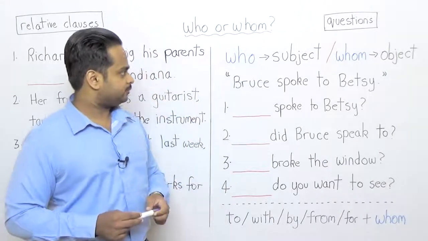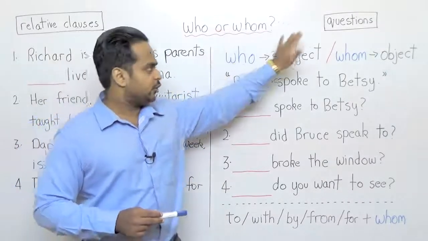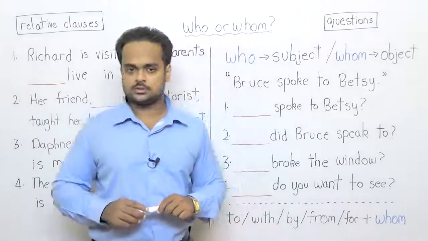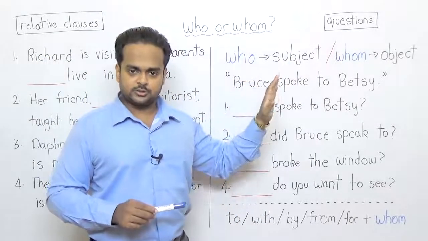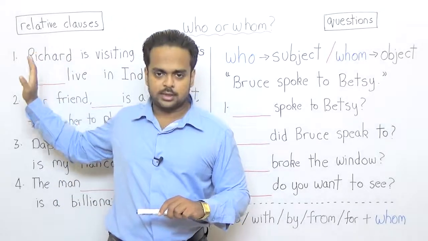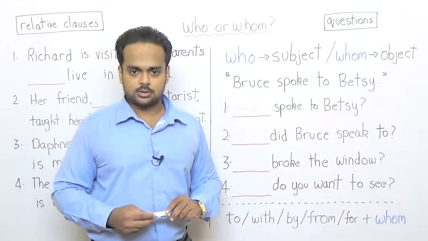Okay, so let's start. Now, who and whom are used in two places. They're used in questions and they're used in relative clauses. Well, first we'll talk about questions and then we will come to relative clauses. If you're not sure what that means, don't worry. I will explain it to you when we get to that part.